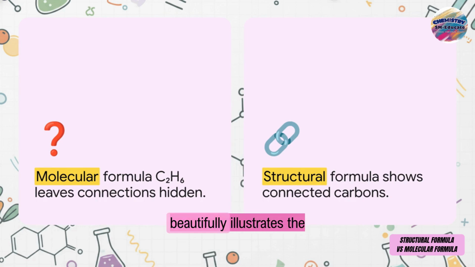But the structural blueprint beautifully illustrates the reality of the situation. We instantly see that the 2 carbon atoms connect directly to each other right in the center with a single bond. And meanwhile, the 6 hydrogen atoms are distributed perfectly evenly, with each carbon firmly holding on to 3 hydrogens. You literally see the architecture of the entire molecule.